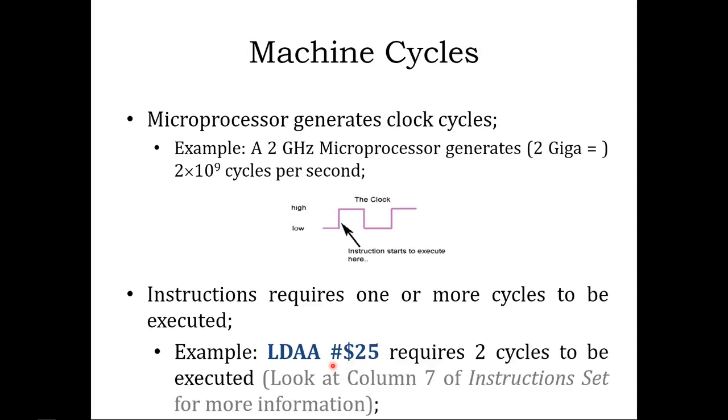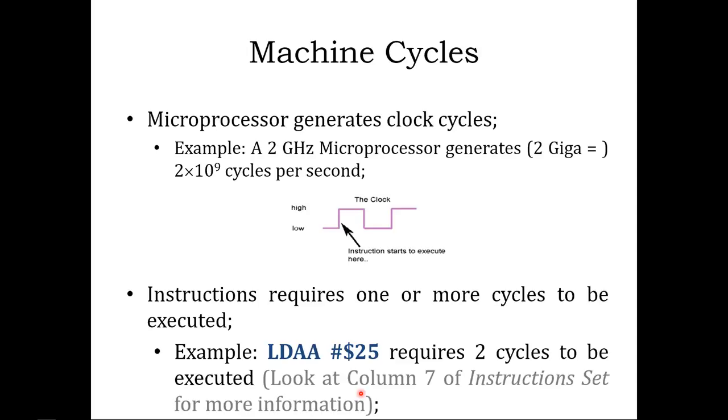Now, how do I know that this instruction only takes 2 cycles? We actually know it from our instruction set. If you go to our instruction set and look at column 7, we are given, for every instruction and every addressing mode, how many cycles the microprocessor needs to run that instruction. So each instruction has different cycles for different addressing modes.